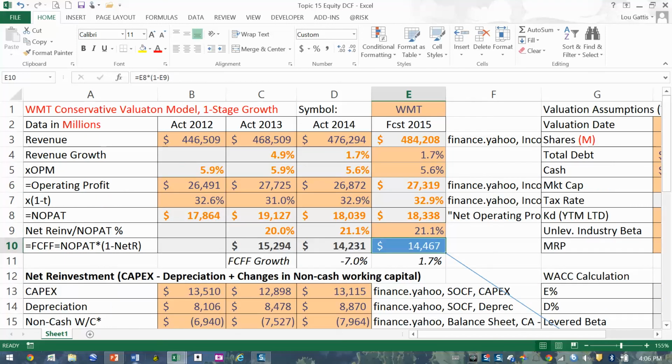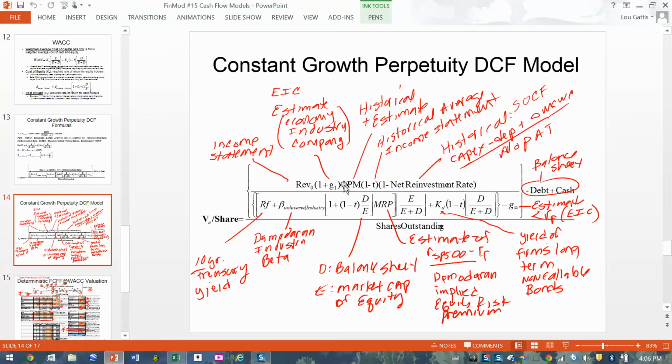So going back to my model, I've now forecasted this top line here. $14 billion is my estimate for Walmart of next year's free cash flows to the firm. Now I need to calculate the WACC and an infinite growth rate, subtract out the debt, add back the cash, and divide by number of shares.